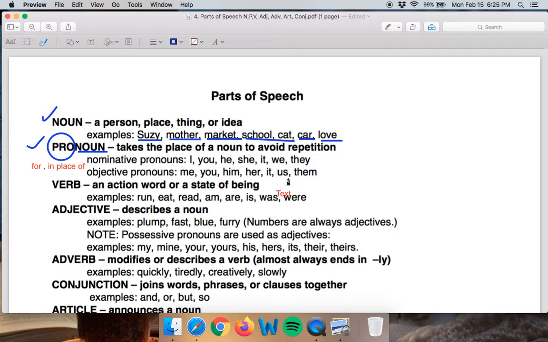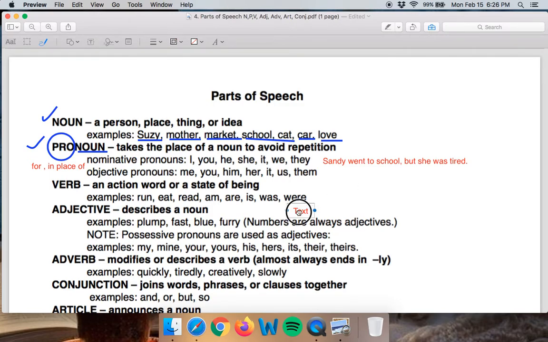So we know there are many, many different kinds of pronouns. But some of the most common kinds of pronouns are words like I, you, he, she, it, we, they. If, for example, I said, Sandy went to school, but she was tired. Okay, Sandy went to school, but she was tired. So here we have Sandy. Sandy is doing something. I could say Sandy went to school, but Sandy was tired. But that would sound repetitive, wouldn't it? It would sound like I'm repeating myself.